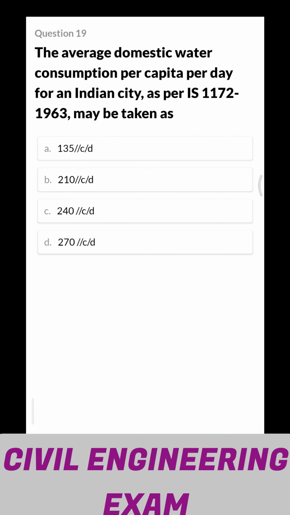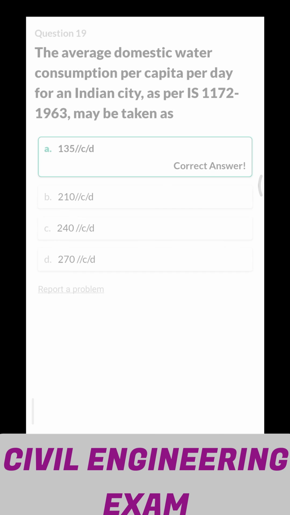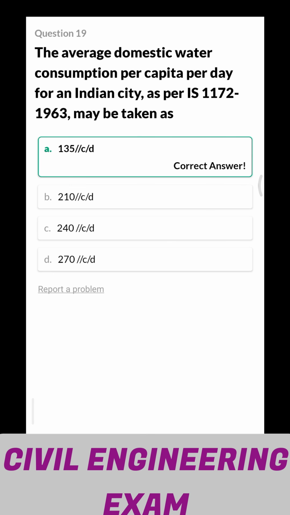So next question, the average domestic water consumption per capita per day for an Indian city as per IS 1172 of 1963 may be taken as option A 135 liters per capita per day, option B 210 liters per capita per day, option C 240 liters per capita per day, option D 270 liters per capita per day. So the correct answer is option A, 135 liters per capita per day.